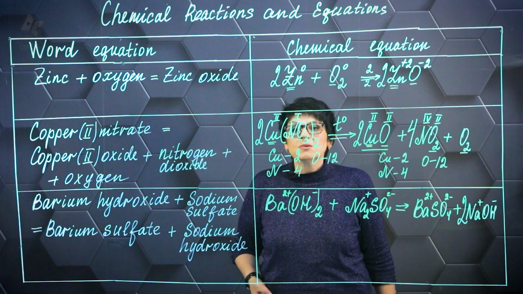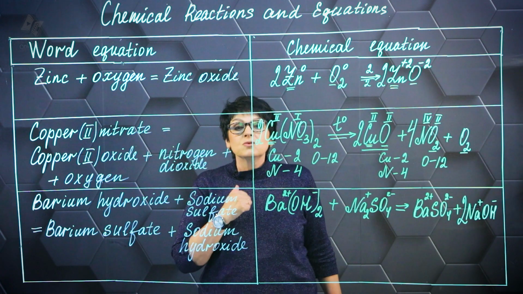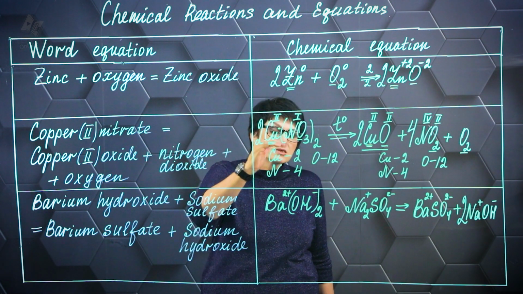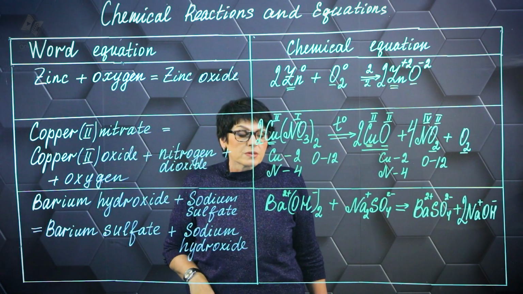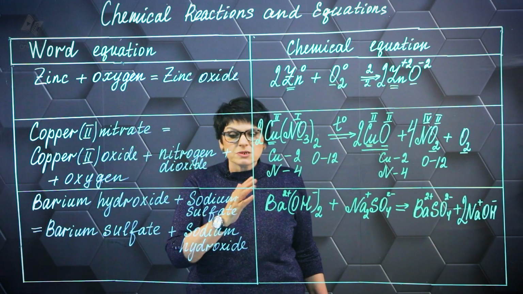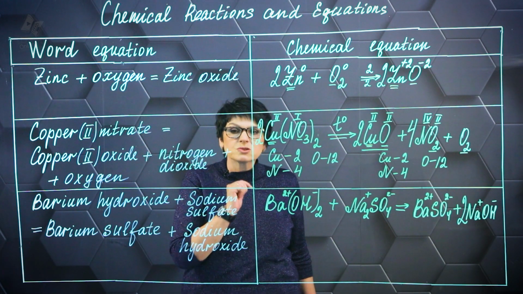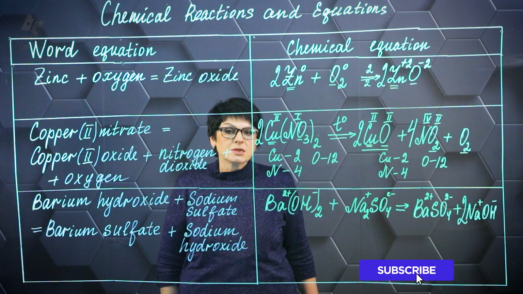So, how did we do with these examples? I hope it's clear. And we also repeated the reactions, that it is a combination, decomposition, and this is exchange or double substitution, and how we translated a verbal equation into a chemical one. I hope it's clear, and the method of balancing is also clear.